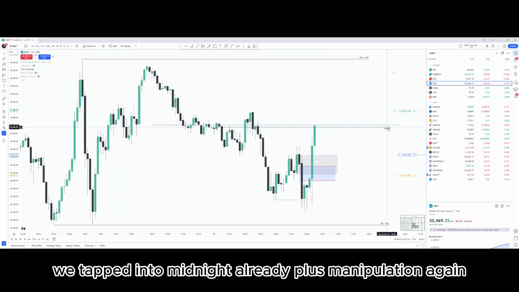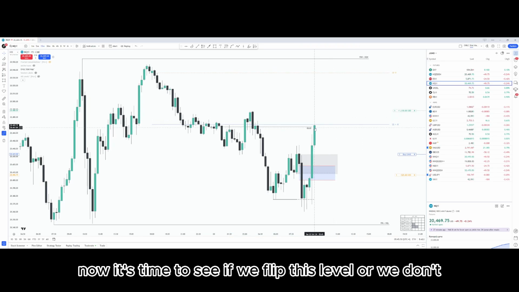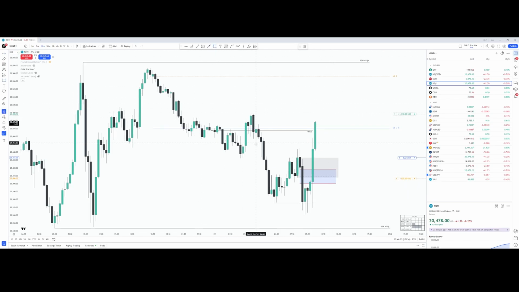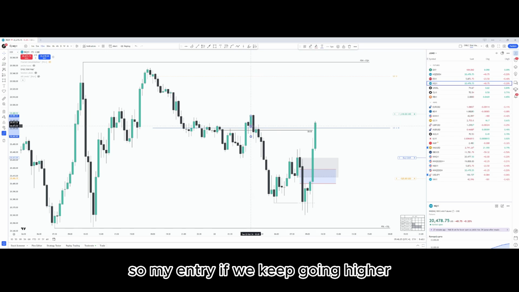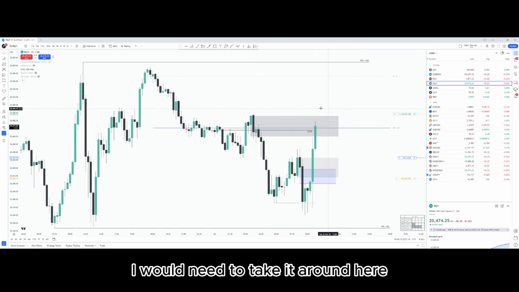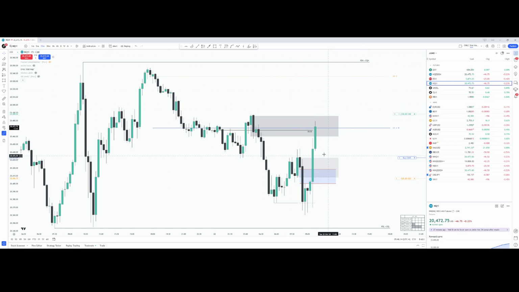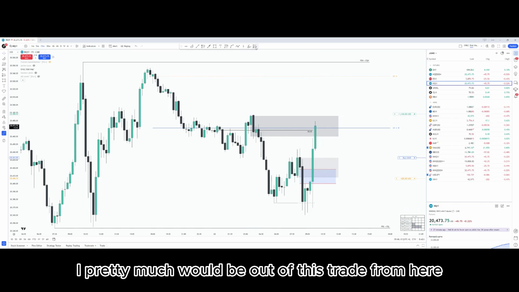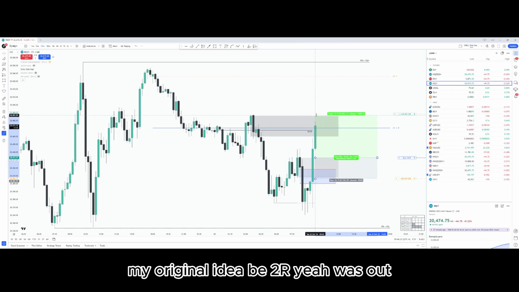Yeah, we tapped into midnight already, plus manipulation again. Now it's time to see if we flip this level or we don't. So my entry, if we keep going higher, I would need to take it around here. Missed that one. We pretty much would be out of this trade from here. My original idea, P2R, yeah, was out.